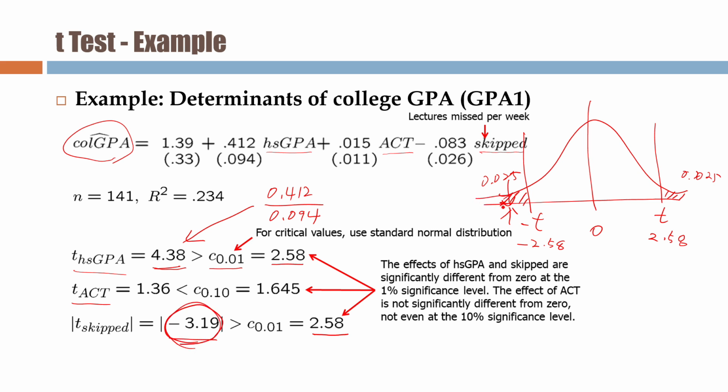what we can tell is there is a very small probability that we could get our result if the null hypothesis is true. So this is significant, and ACT doesn't have a significant effect here. The effects of high school GPA and skipped lectures are significantly different from 0, so that means there is a clear effect. However, the effect of the ACT is not significantly different from 0. Maybe it's different, but according to our result, it may not be. We cannot reject the null hypothesis.